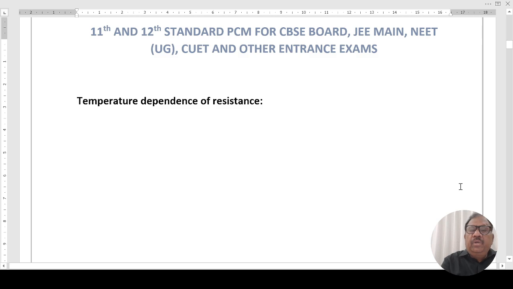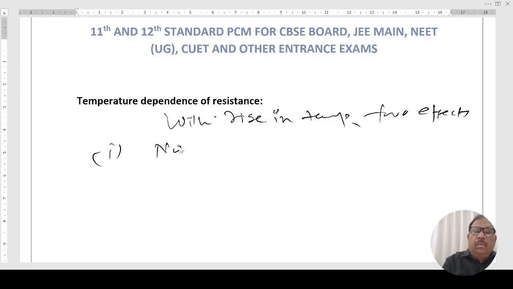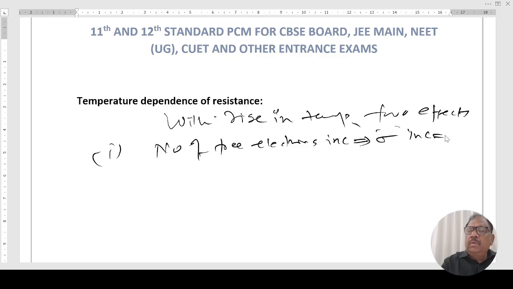Concept is regarding temperature dependence of resistance. With rise in temperature, there are two effects. First, the number of free electrons increases, meaning conductivity increases, meaning resistance decreases.